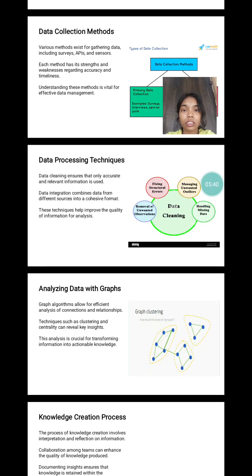From data processing techniques, data cleaning ensures that only accurate and relevant information is used. Data integration combines data from different sources into a consistent format. These techniques help improve the quality of the information for analysis. There are many types of data processing techniques which are useful for improving the information stored in the data. Now we can see this diagram: data cleaning. Data cleaning includes removal of unwanted observations, fixing structural errors, managing unwanted outliers, and handling missing data.